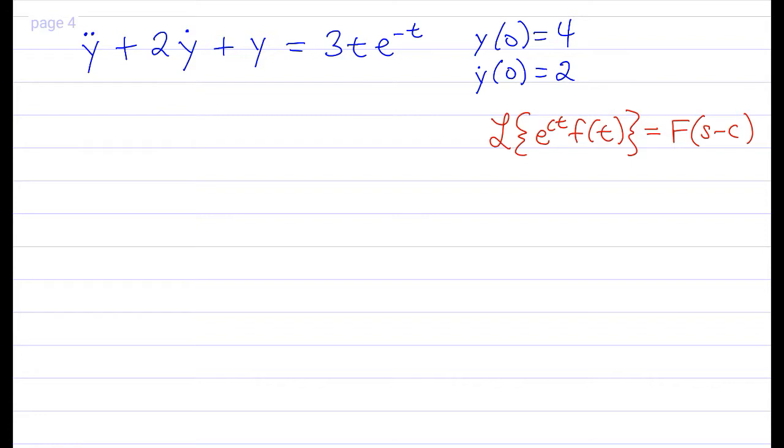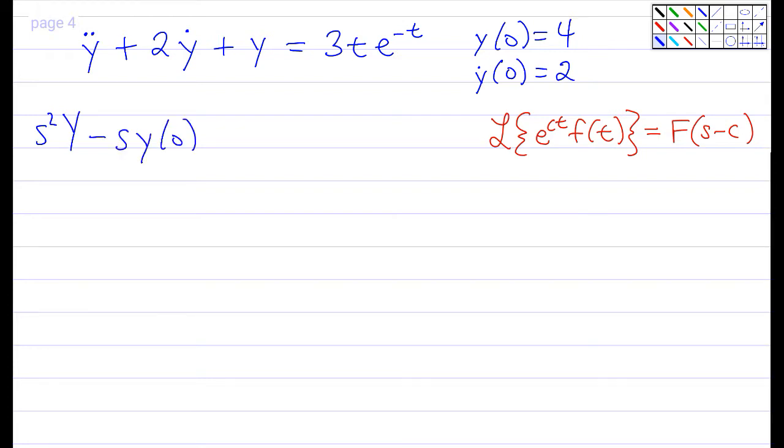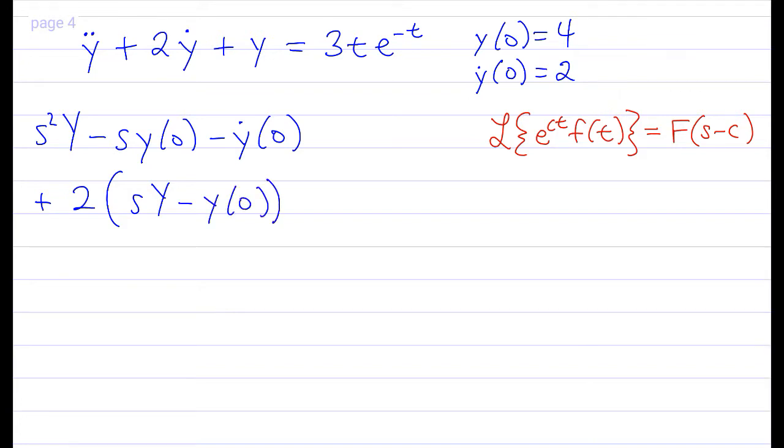As usual, we start by taking the Laplace transform of both sides. So the Laplace transform of the second derivative is s squared capital Y minus s y of 0 minus y dot of 0. That's the Laplace transform of this term. The Laplace transform of this term is 2 times s times capital Y minus y of 0. And then finally, the Laplace transform of this is just capital Y. That whole thing is going to equal the Laplace transform of this side.